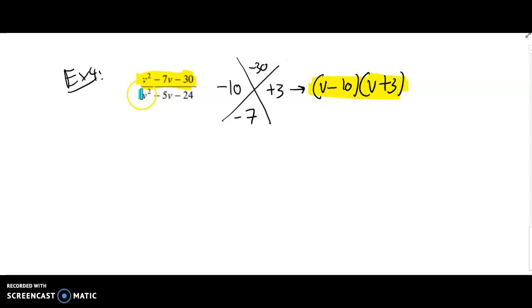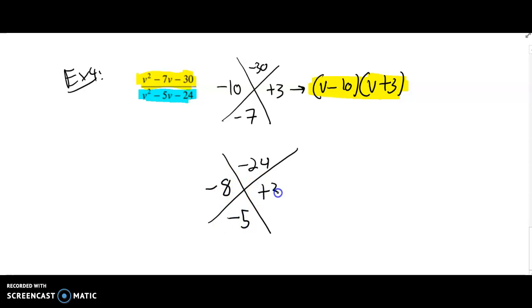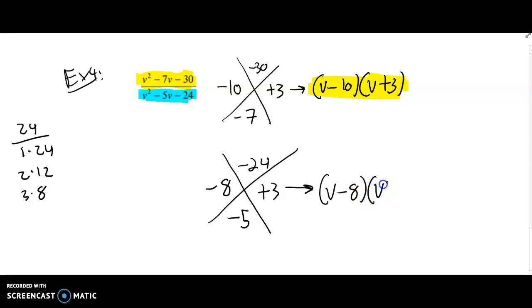Okay, let's factor our denominator now. I've got negative 24 and negative 5. Let's try negative 8 and positive 3. Guys, if you're stuck here, make a factor tree. Just keep going until you find something that works. Okay, so I get v minus 8 and v plus 3.